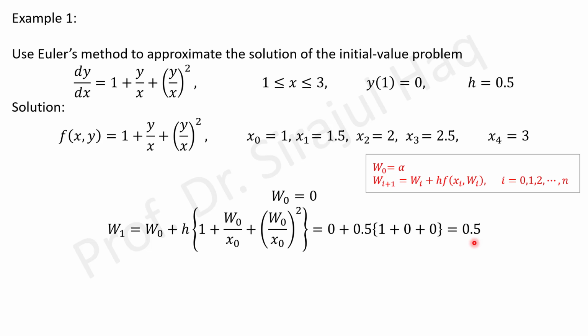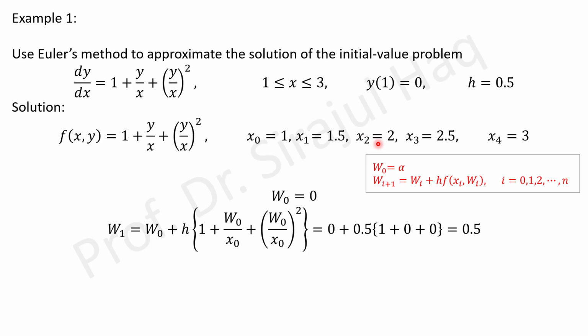It means that 0.5 is the solution of this differential equation at x equal to 1.5. So if you have the exact solution, replace x by 1.5, that will give you the exact solution, and do the comparison with this solution. That will be your corresponding absolute error.